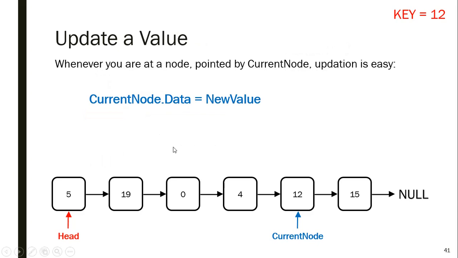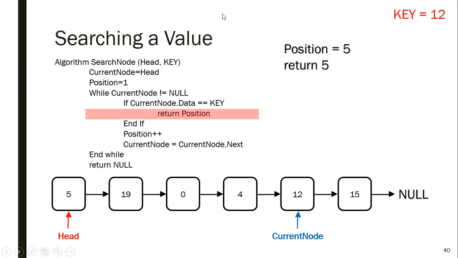Now, how to update a value? Here you know how to search a value, and to search a value we need to go through every value. So it is also in fact the algorithm to traverse the whole list. So we are not going to write a separate algorithm for this traversing or printing.